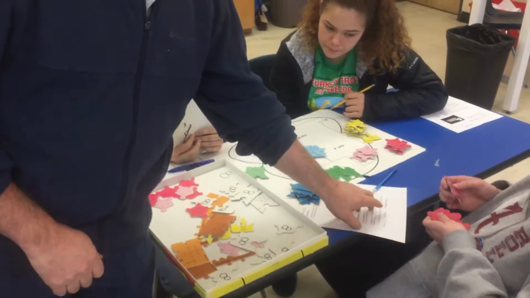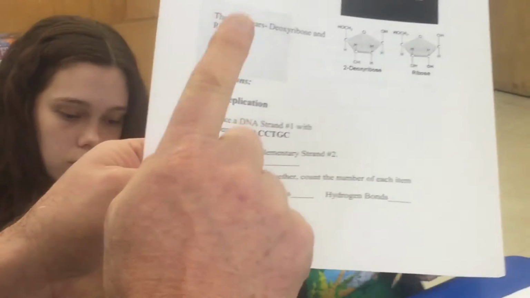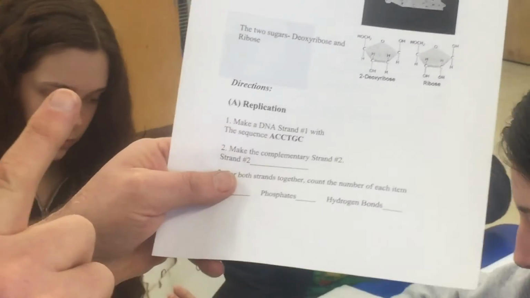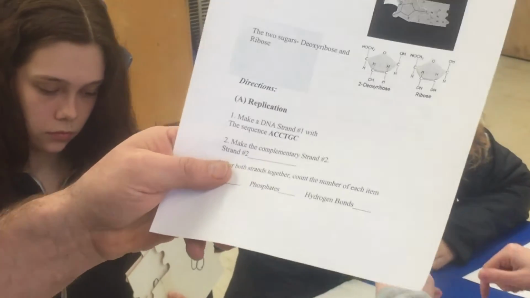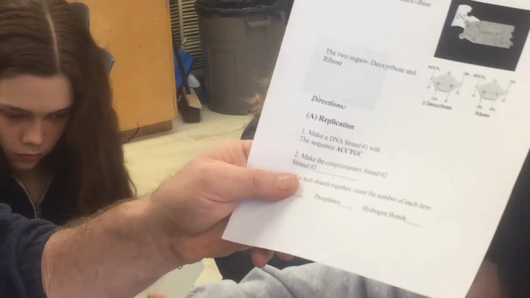Now here's what I'd like you to do. I would like you to go ahead and make the double-stranded DNA. So you're going to have to put in all the bases, all the phosphates, and all the sugars, and you're going to go ahead and make this strand right here. I want you to make a double strand, so ACC-TGC, that'll be strand number 1, and then go ahead and put in the complementary strand number 2. So let's stop now.